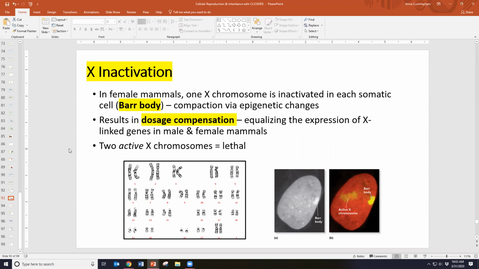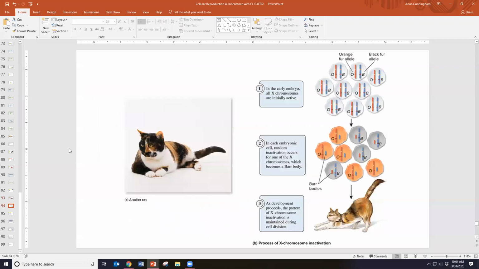And in fact, this is such an important component of inheritance that if a person were to have 2 active X chromosomes, that's lethal. So X inactivation is absolutely required. This is an example of that happening where you can observe it.